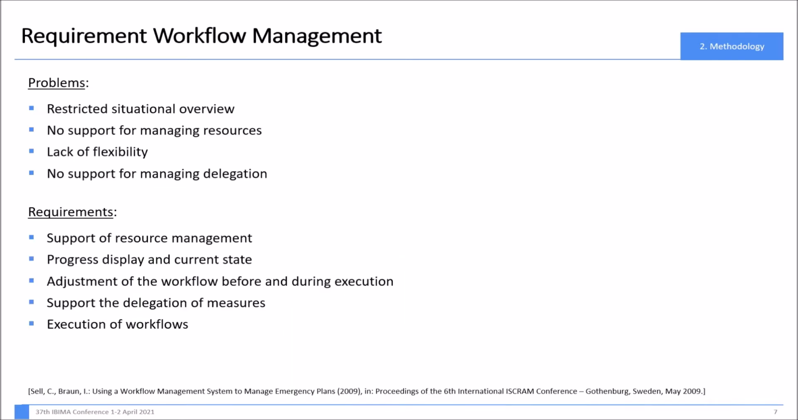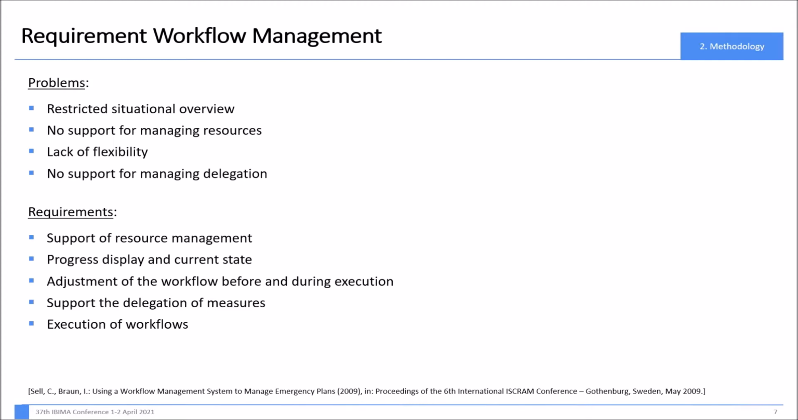Because of the different process types, there are also problems that occur for workflow management, which are written down here. The problems are restricted situational overview because of the suddenness and the variety of different solutions, no support for managing resources, lack of flexibility, and no support for managing delegation.